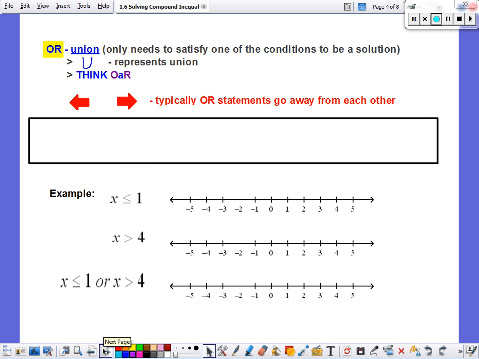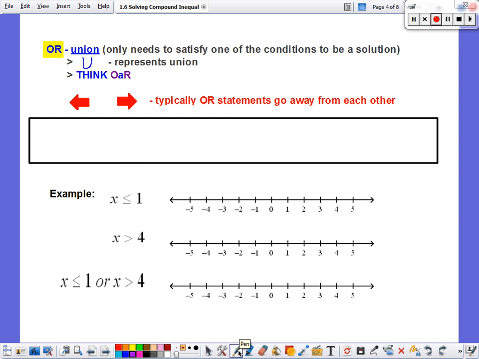Move on and take a look at "or" compound inequalities. What we've got going on here is a union. It only needs to satisfy one of the conditions to be a solution, not both. You definitely will be seeing this union symbol, which is just a U, which represents an "or" statement.